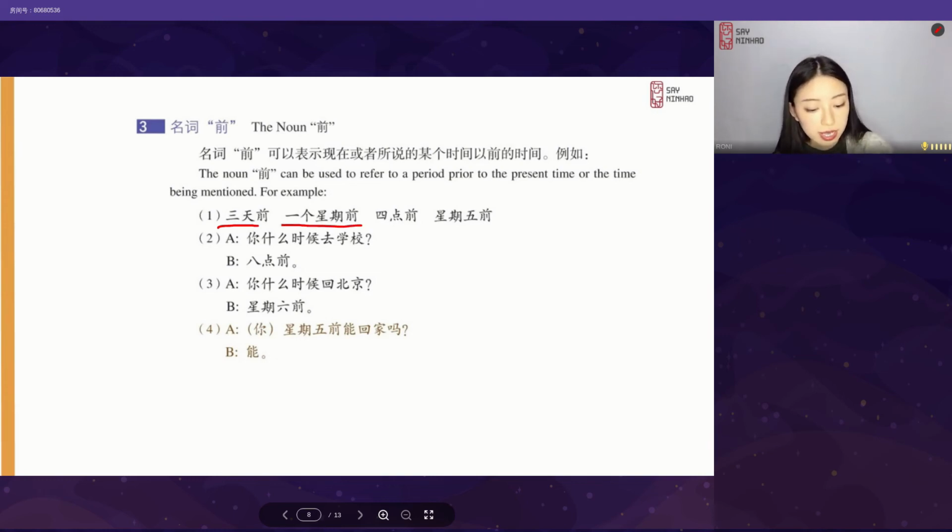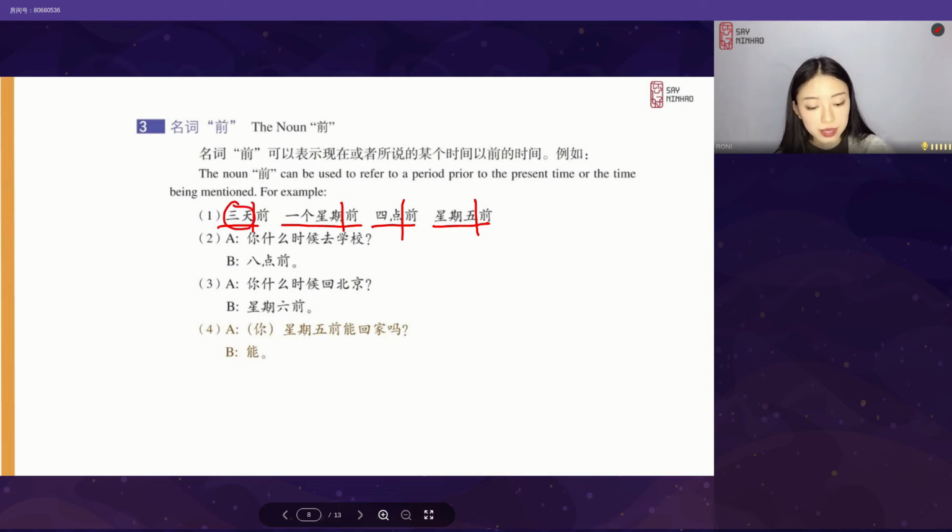Next one, 一个星期前, a week before. Next one, 4点前, before 4 o'clock. And next one, 星期五前, before the Friday. So as we can see, whenever you want to say before the time, you just need to put the moment or the period before 前, okay?